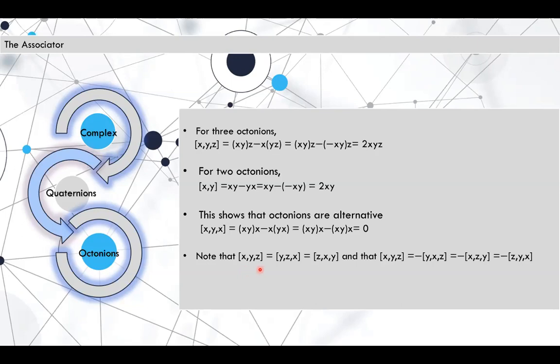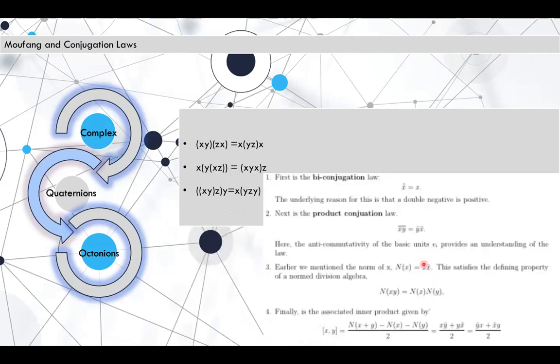When we interchange x, y, z in the associator, when we interchange an even number of elements, we get the sign unchanged. When we interchange an odd number of elements, the sign changes. Here we just show the Moufang laws, which attach more predictability to the Octonions, and we show some conjugation laws. We show the biconjugation law, which is very similar to double negation laws, the product conjugation law, which stems from the anti-commutativity of Octonions, and we show that the norm of xy is the norm of x times the norm of y. And finally, we give a formula for the associated inner product.